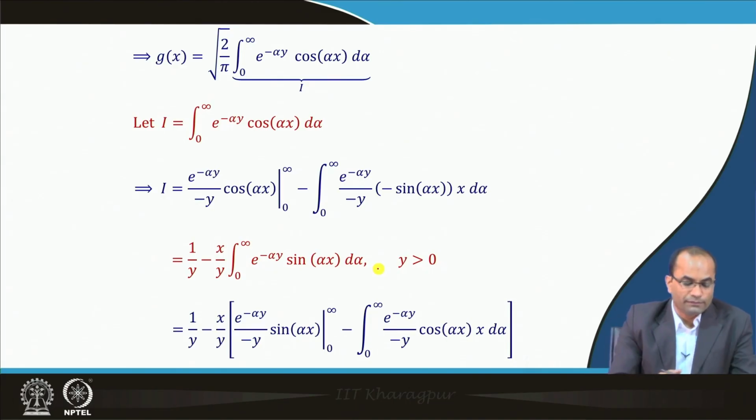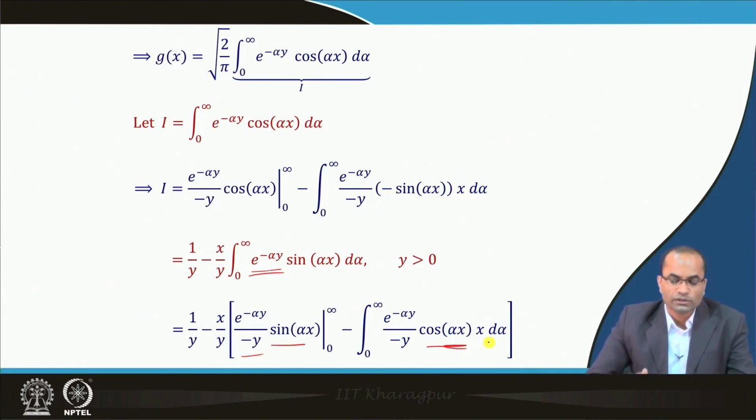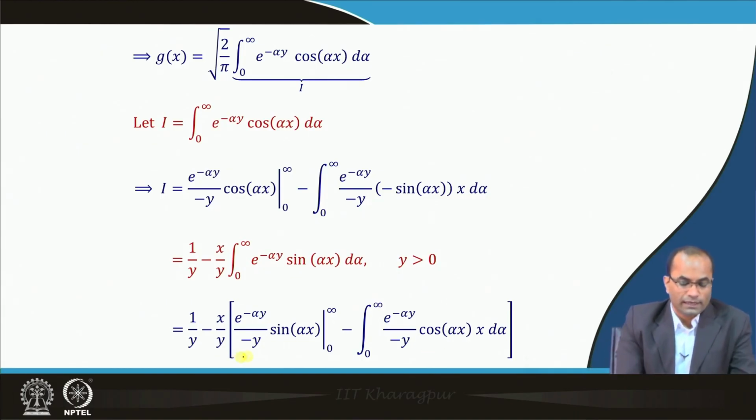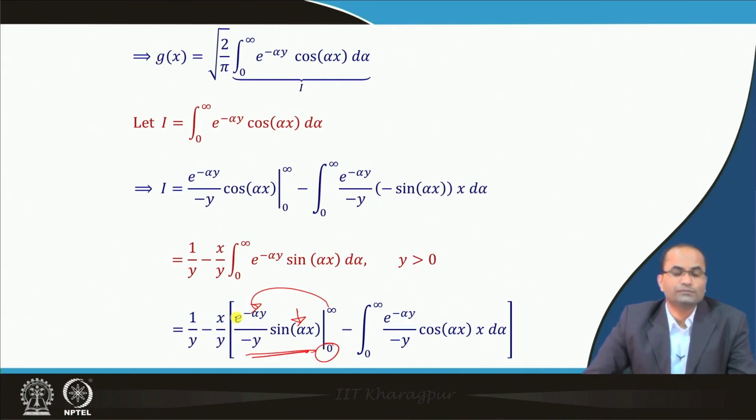Well, so this can be again differentiated. So, this can be again integrated by parts. So, we have e power minus alpha y over y, and then this sin as it is, sin will become cosine. So, we can do this, and then in this place, when alpha is 0, this sin will become 0, and when alpha goes to infinity, this e power minus alpha y will make it 0.